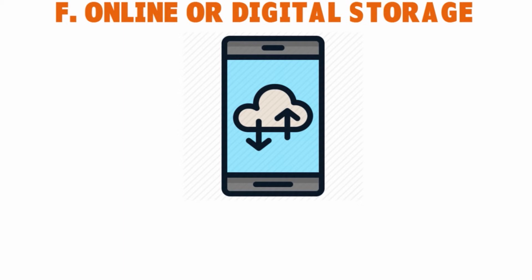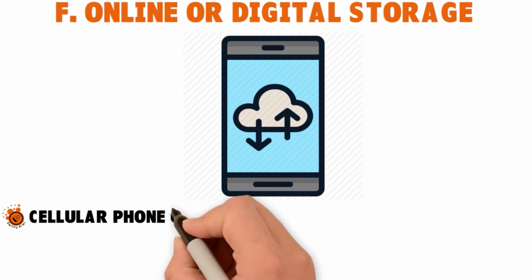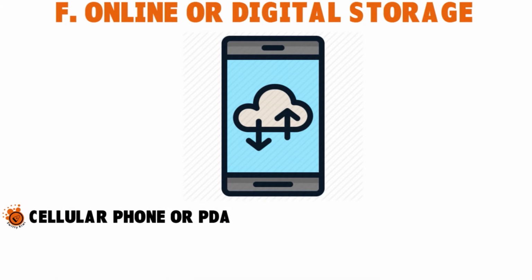Let me give you a few tech tools you can consider when deciding how to store and access your critical information. You have cell phone or PDA. You can keep your most important phone numbers with you at all times by programming them into your cell phone or personal digital assistant, PDA. You can even keep them on a flash drive you keep with you.